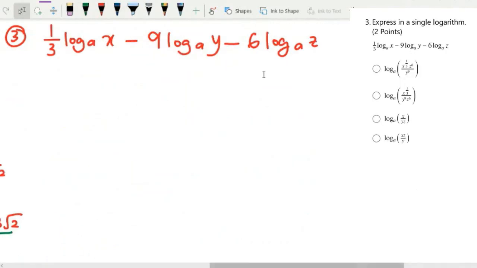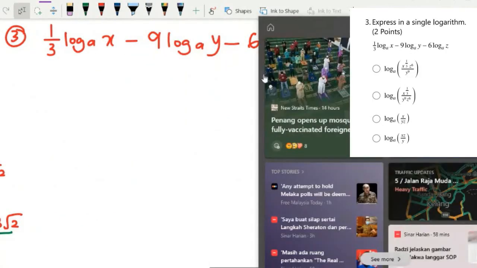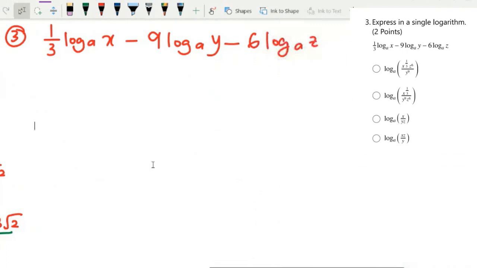The log in the form of a single fraction. Express in a single logarithmic. So daripada 3 term log ni, kita nak jadikan dia ke bentuk hanya 1 term log sahaja. So saya teruskan daripada sini. Obviously kena pakai semua hukum log lah. So apa yang boleh kita buat?